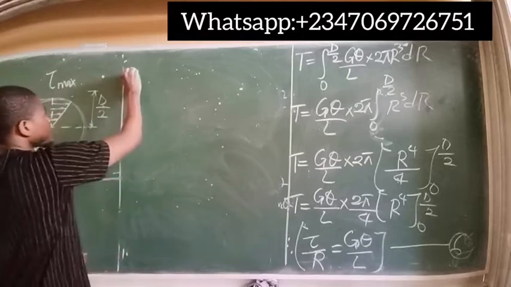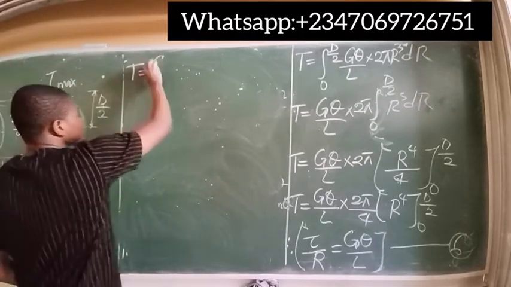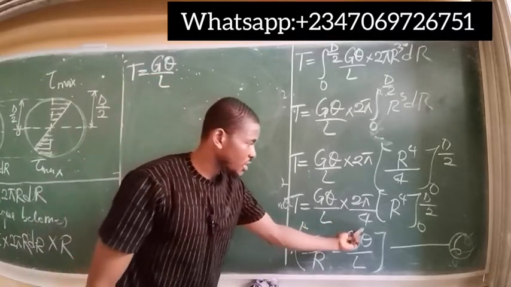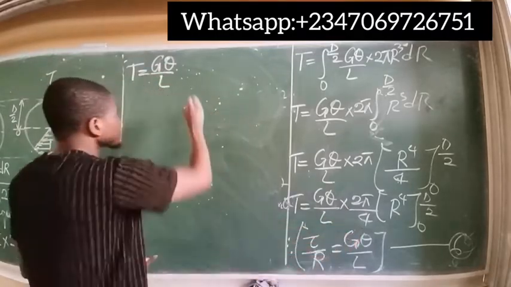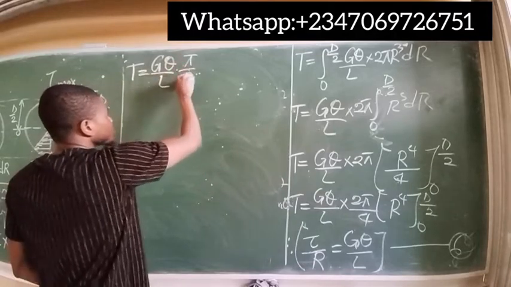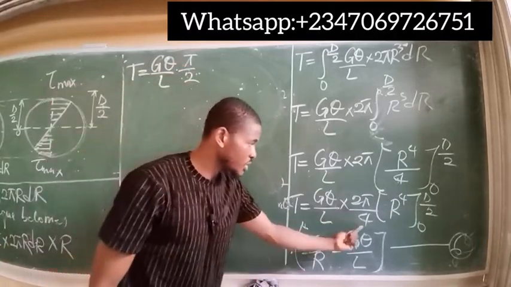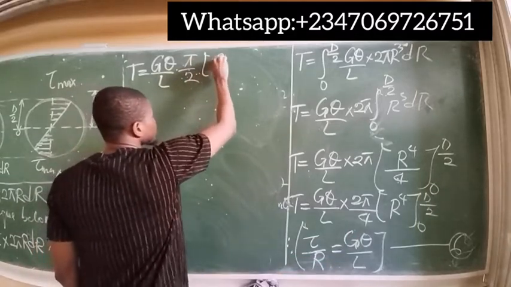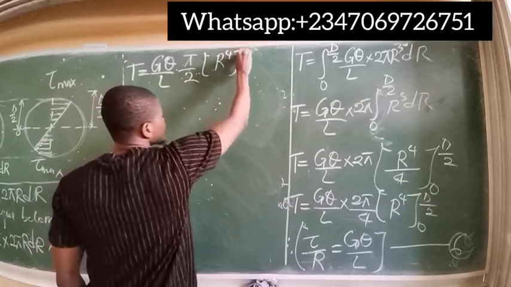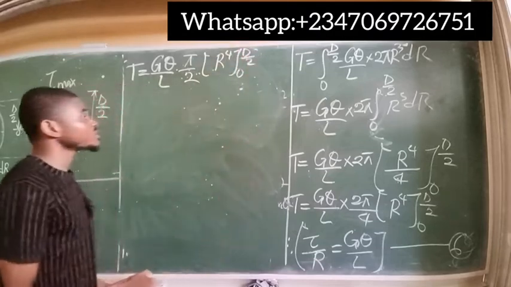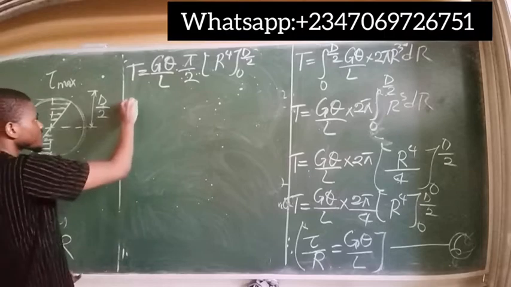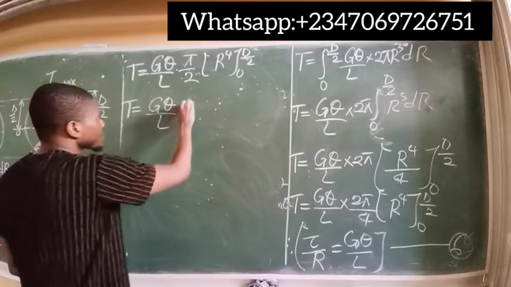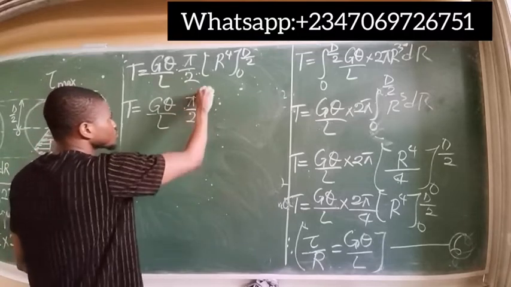So I have here now T is equal to Gθ all over L. From here, 2 can go into 4, and I'm left with π all over 2. Of course, 2 goes into 4 is 2. Now into r to the power of 4 from 0 to d/2. So let's put in the limit of integration now. Torque T is now equal to Gθ all over L times π all over 2.